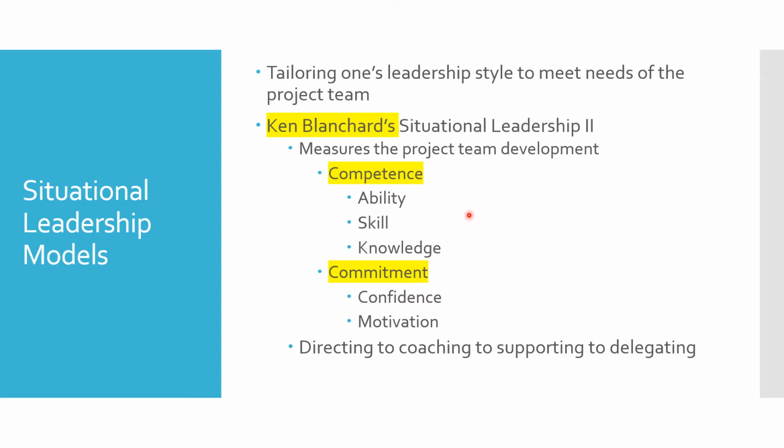The first one is Ken Blanchard's Situational Leadership II. What he is talking about is the ways you can measure project team development. Two important parameters he talks about are competence and commitment. Competence is the ability, skill and knowledge of the team member. Commitment relates to the confidence and motivation of that employee or project team member. So you try to measure your team member's development in terms of competence and motivation level.